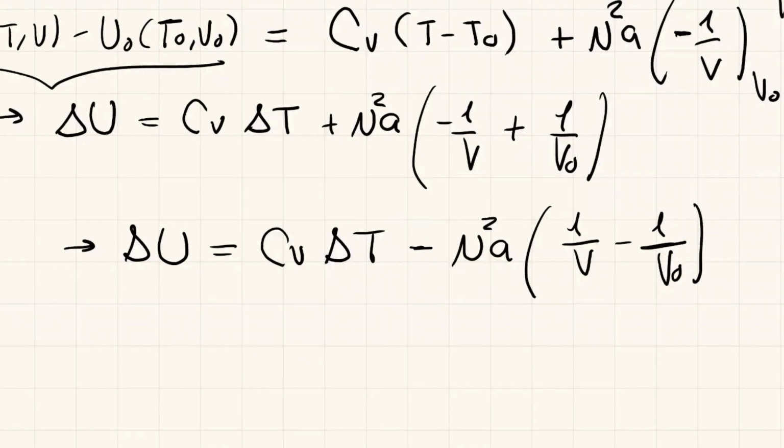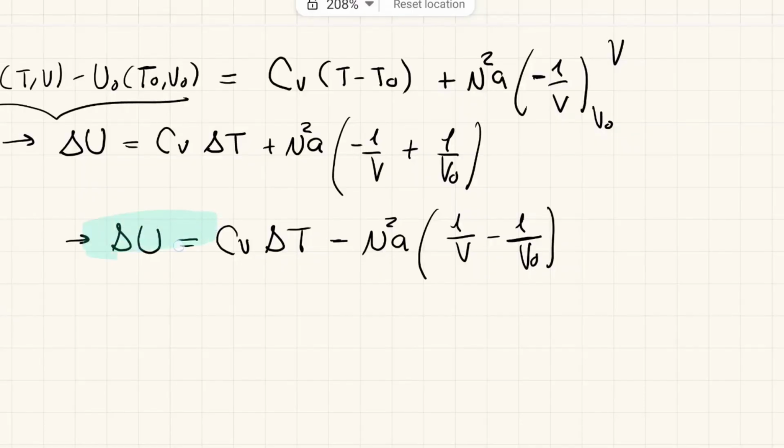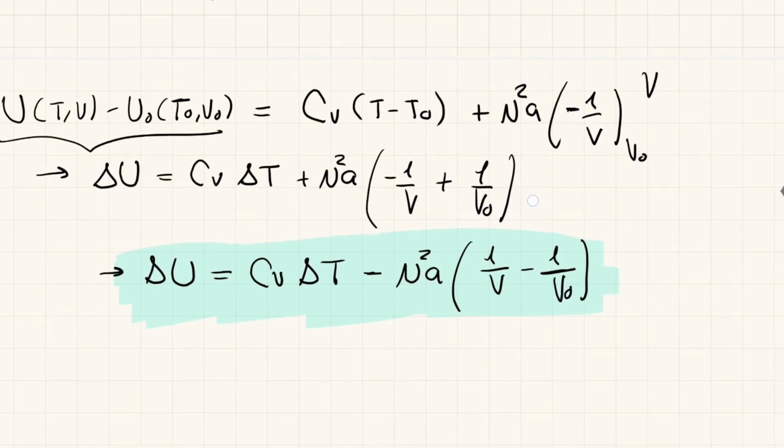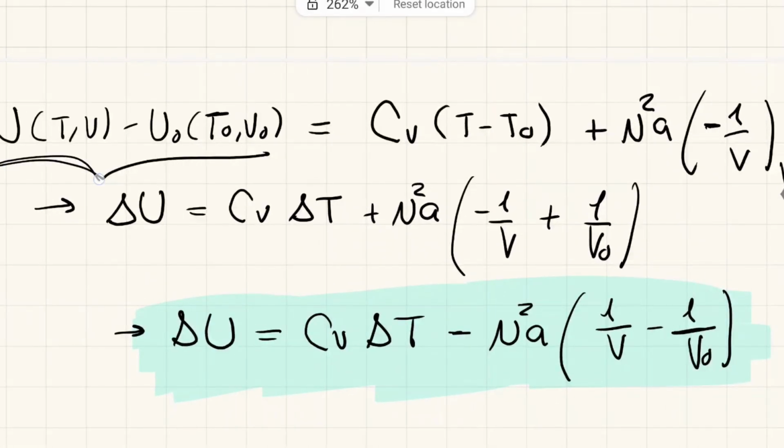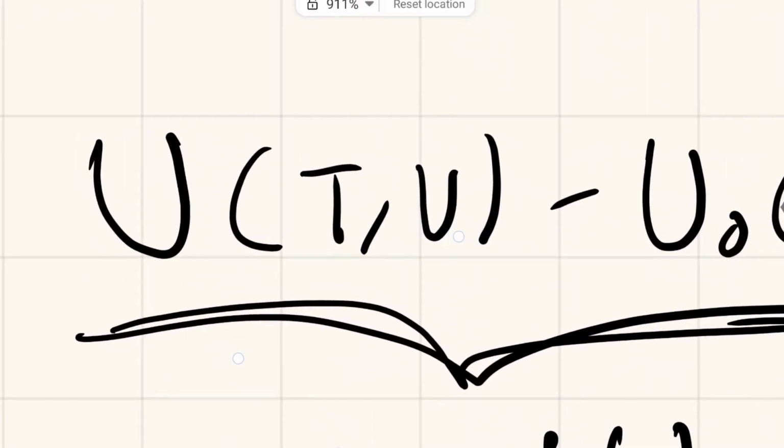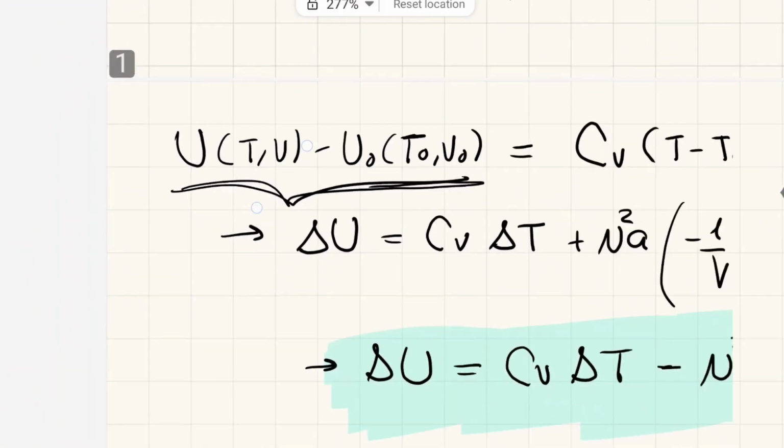Right, so this expression is telling us how the internal energy changes between the process that goes from t0, b0 to t comma b, right? If we want to know the specific internal energy, then we use this shape of the equation where we do not consider the change, but the function of the internal energy itself.